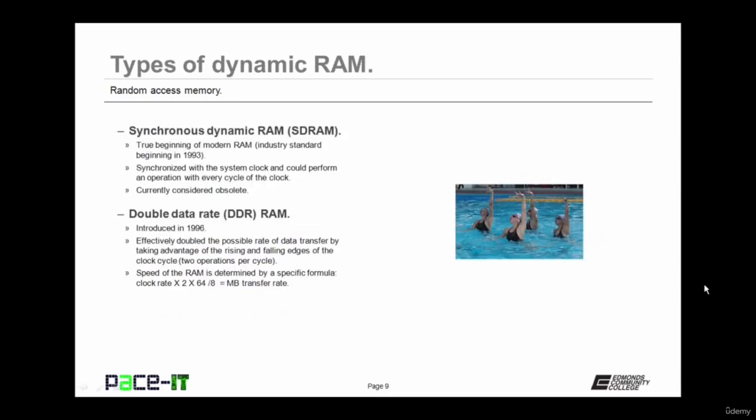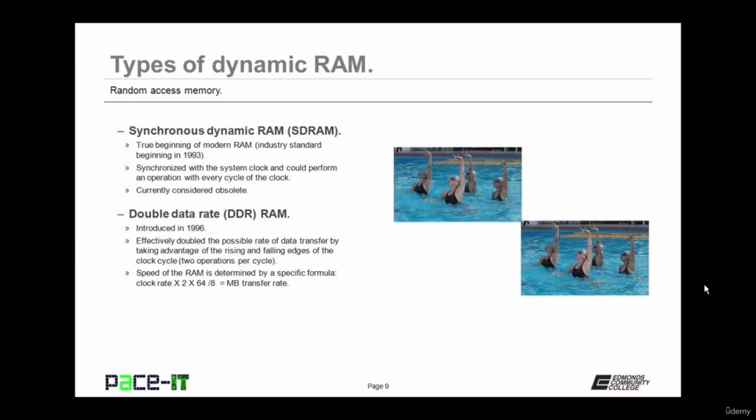So now let's move on to synchronous dynamic RAM, SDRAM. This is the true beginnings of modern RAM. It was the industry standard beginning in 1993. It was synchronized with the system clock and could perform an operation with every cycle of the clock. It's currently considered obsolete. Why? Well, because it was replaced by DDR.